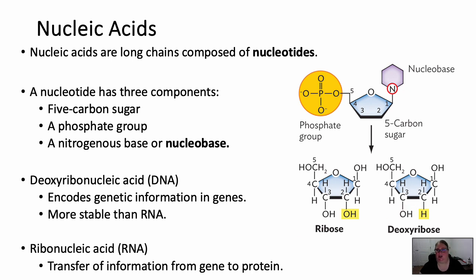Another difference is their jobs. DNA is going to be our genetic blueprint. It contains all the information needed to help our cells make things and to run smoothly. While RNA participates in the transfer of information from our DNA, from our gene, to make a protein. We're going to talk about some of the structural components of DNA and RNA and how they differ in the next couple of slides.